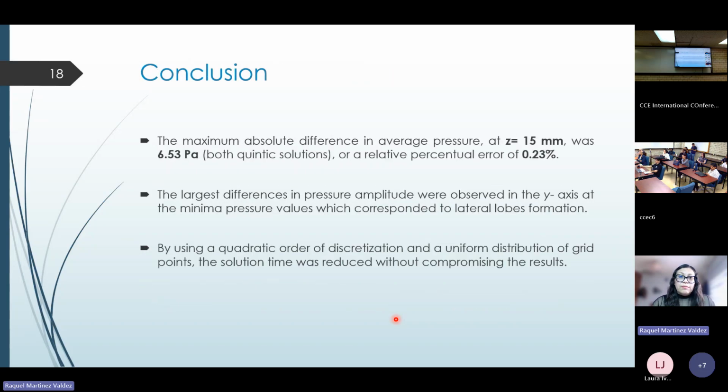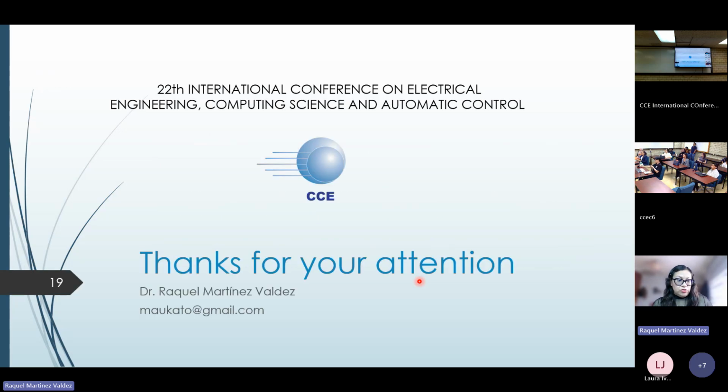As conclusion, we have that the maximum absolute difference in average at the focal point was 6.53 PAs in the quintic solutions, that is a relative percentual error of 0.23. The larger differences in pressure amplitude were observed in the y-axis at the minimum pressure values, which correspond to the lateral lobes formation. And by using a quadratic order of discretization and a uniform distribution of grid points, the solution time was reduced without compromising the results. Thank you all for your attention.